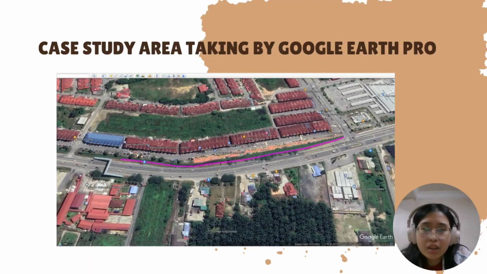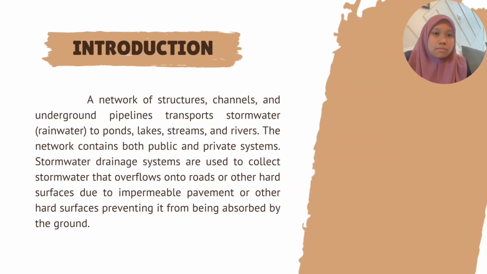For your information, this is our case study area taken by Google Earth Pro for our flood mitigation project in Taman University Payung Raja. A network of structures, channels, and underground pipelines transports stormwater to ponds, lakes, streams, and rivers. The network contains both public and private systems. Stormwater drainage systems are used to collect stormwater that overflows onto the road or other hard surfaces.